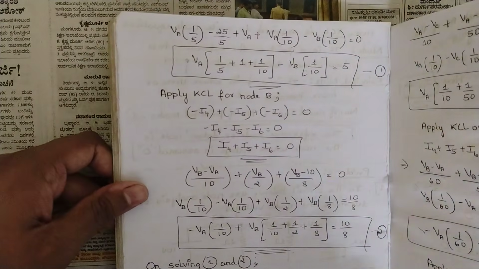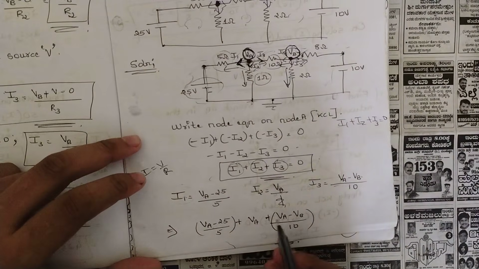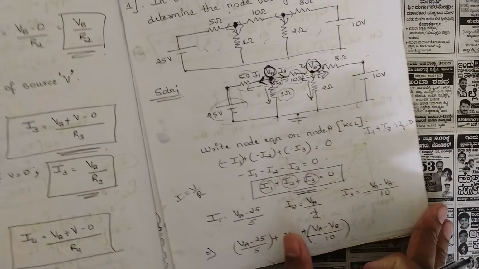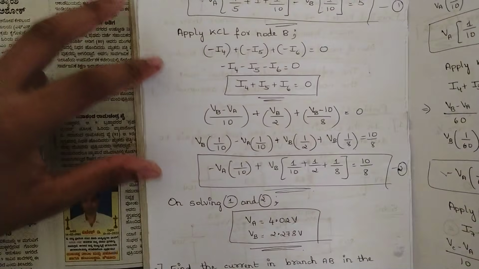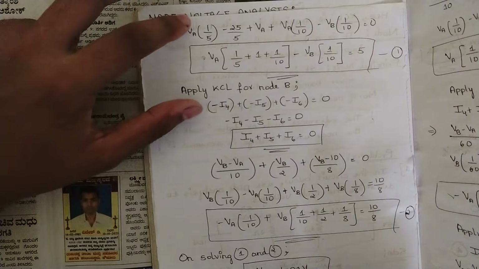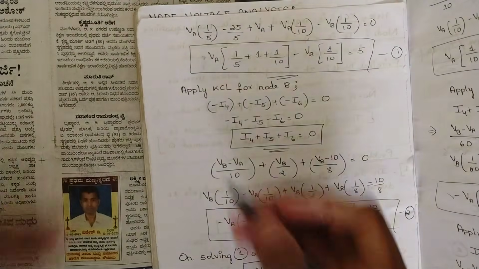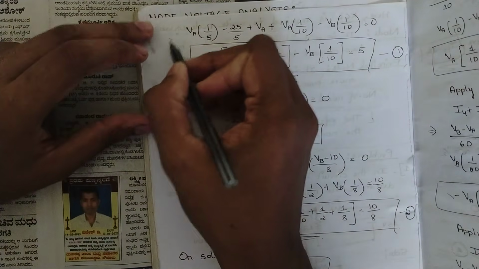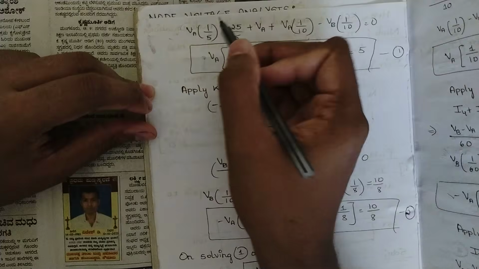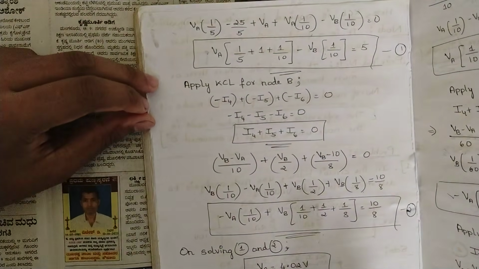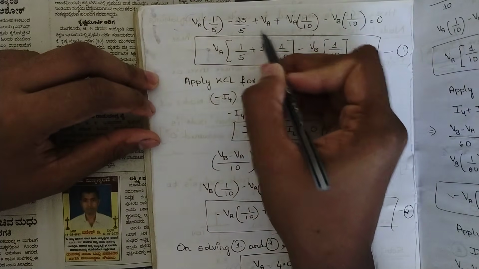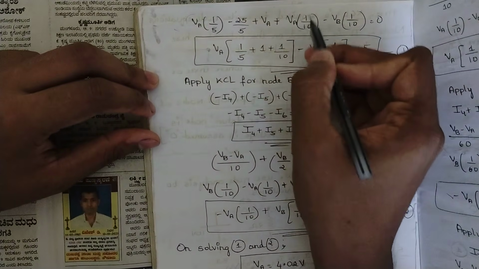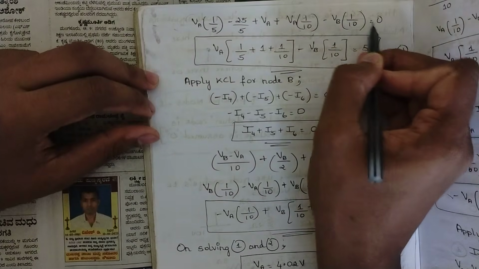In order to simplify, we have the equation like this. Try to write the voltage sources VA, VB and VC separately, then represent the coefficients separately. Here we had VA by 5, so I have written VA into 1 by 5. In order to make it easier for you to solve the problems, I have done it. Then minus 25 by 5 plus VA into 1 by 10 minus VB into 1 by 10 equal to 0.